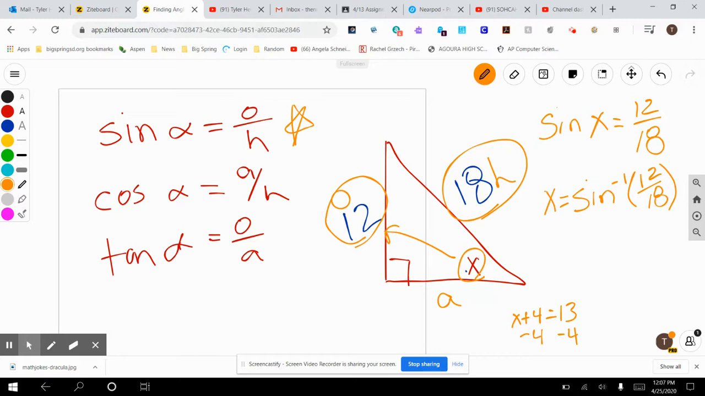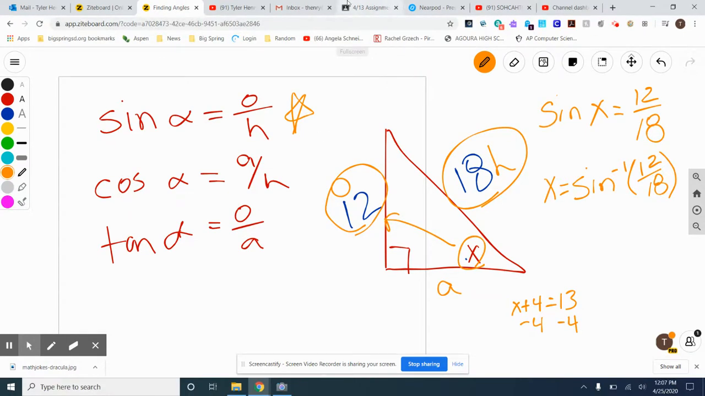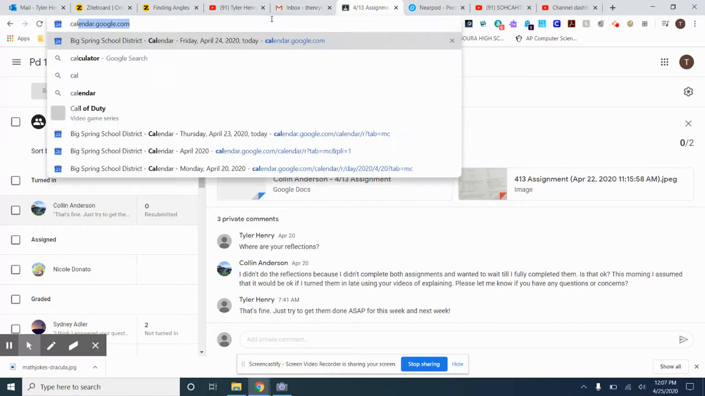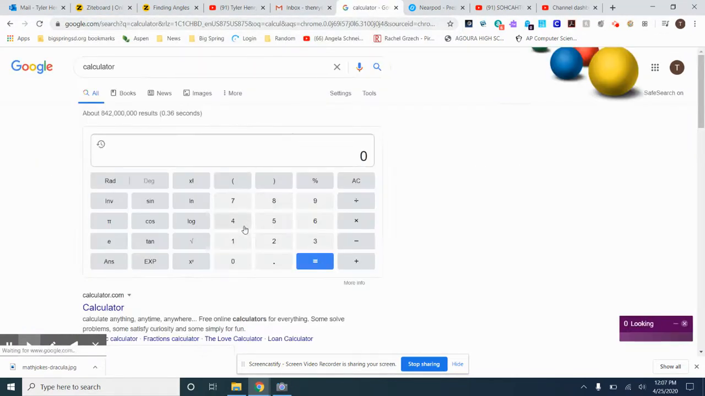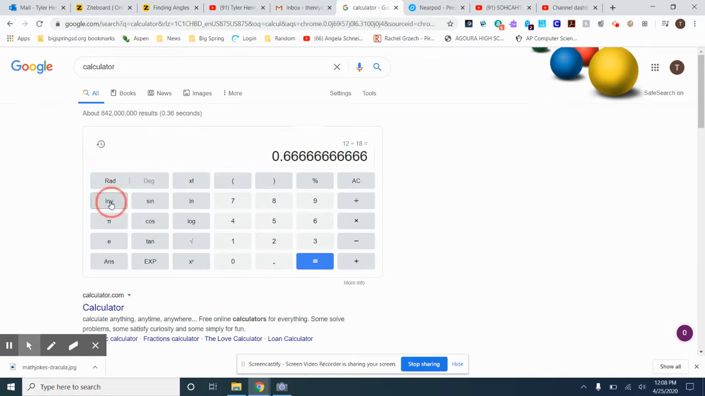So if we go and look up a calculator, and I don't have one up, but I can bring one up real quick. I just type in calculator and one will come up. Here's how I'm going to do this, and it could be different for different calculators. I'm going to type in 12 divided by 18 and hit enter. And you see this little inverse button, so I'm going to hit inverse, and look what comes up here, sine inverse.